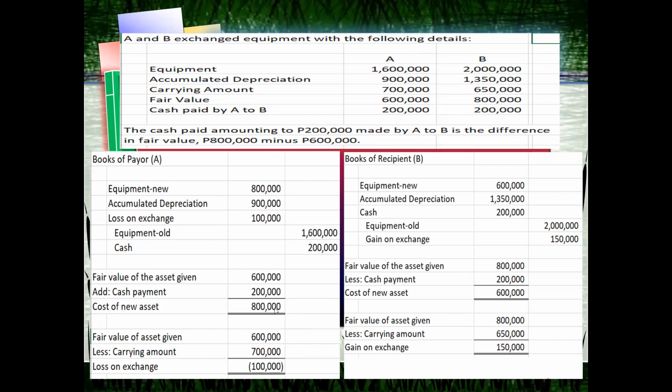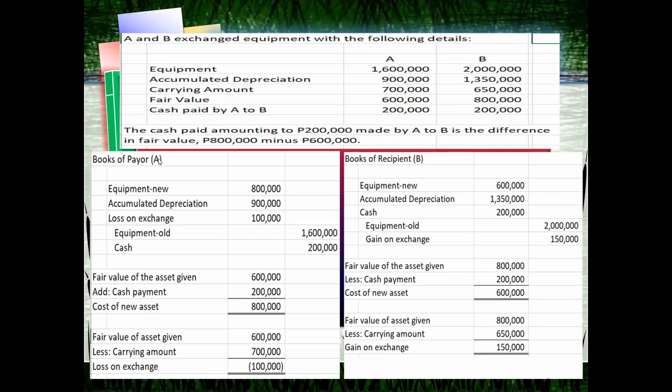So since this is a commercial exchange, it is possible to recognize gain or loss on exchange. So paano natin i-compute yung gain or loss on exchange? It is just a simple comparison of the fair value of the asset given, in this case, that's 600,000, and the carrying amount of your asset given up also. So you'll have 700,000 in this problem. So we have a loss on exchange amounting to 100,000 by the payer.